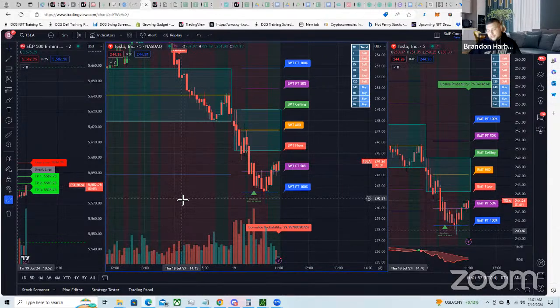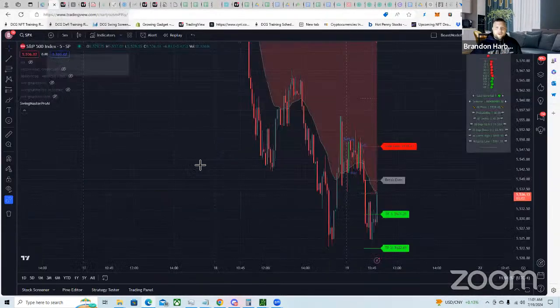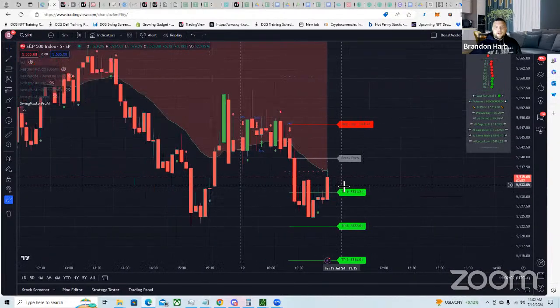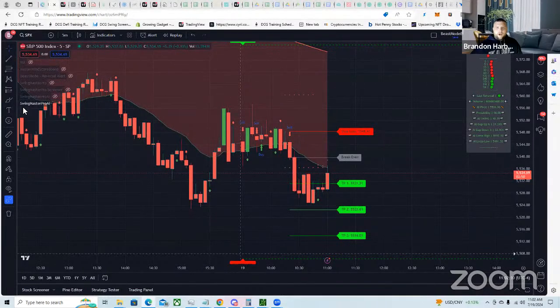But that's just one technique, right? Another technique we have is SwingMasterPro. I'm looking at SPX right here. There are two different things that we look at on a 5-minute chart. We have what you see as this red cloud. This would be our order flow, and it is a bearish trend, right?